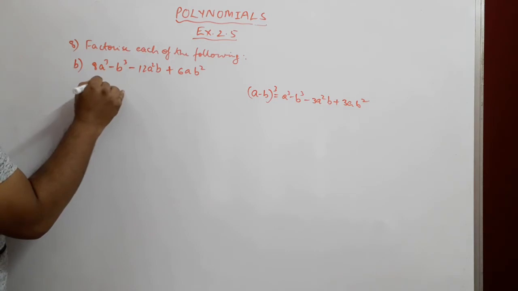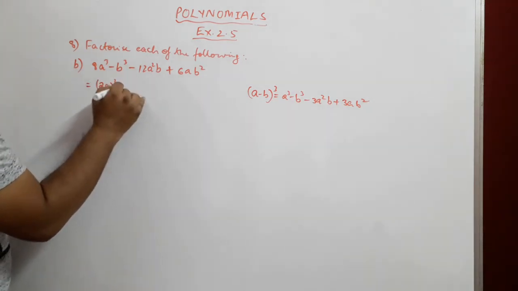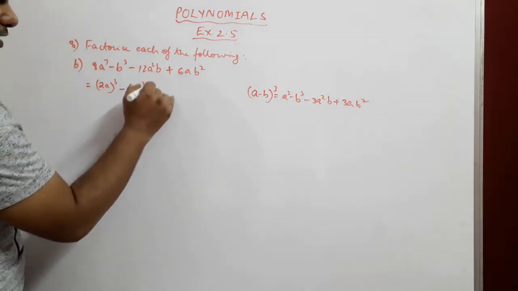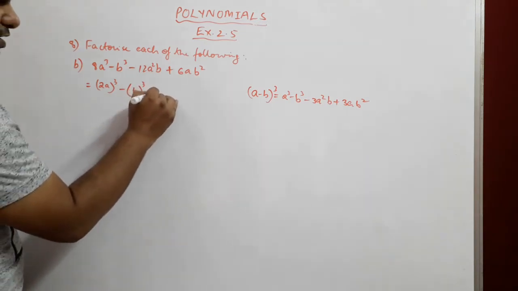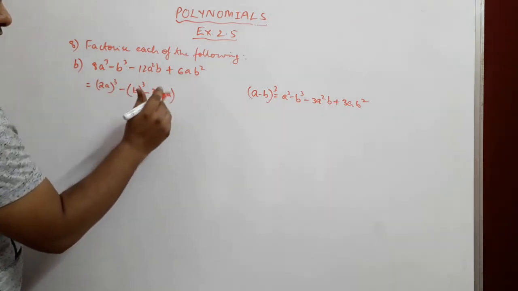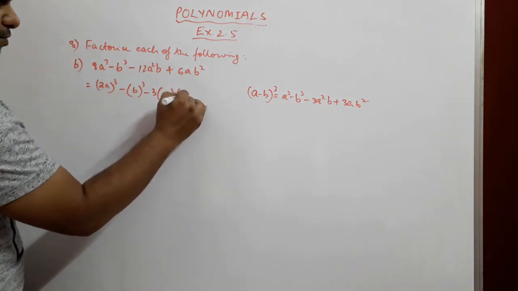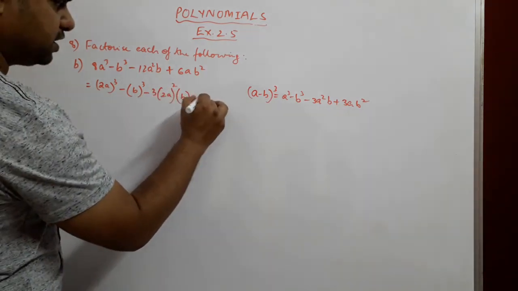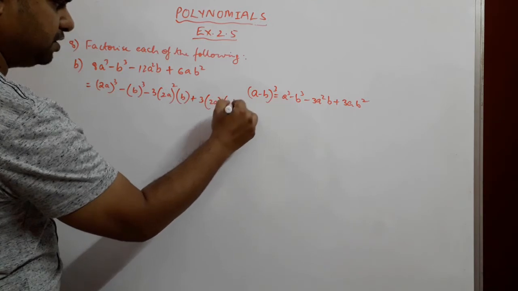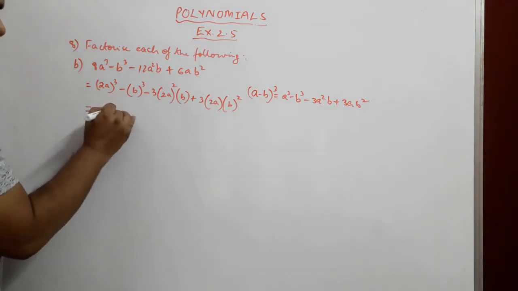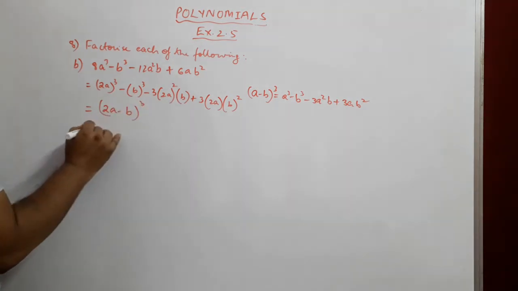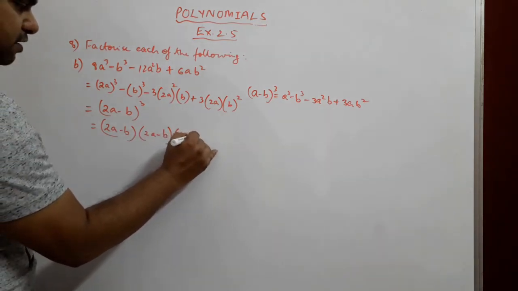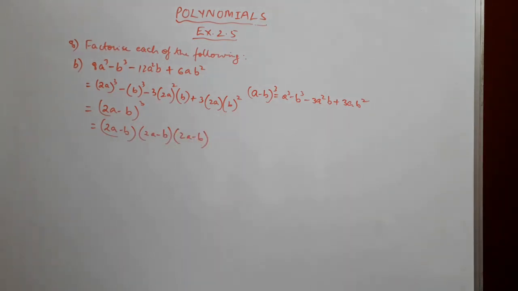8a cube can be written as 2a whole cube minus b cube can be written as minus b raised to cube, and 12a square b can be written as minus 3 into a into b, 3a square b, so square will come over here, plus 3ab square. So this will be 2a minus b the whole cube, which can be written as 2a minus b into 2a minus b into 2a minus b. This is the answer.